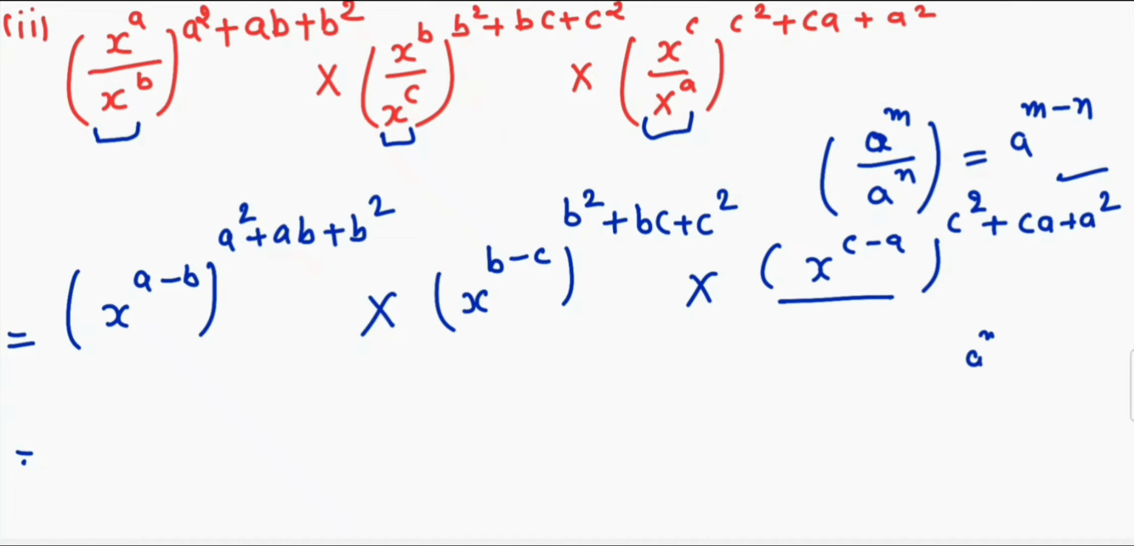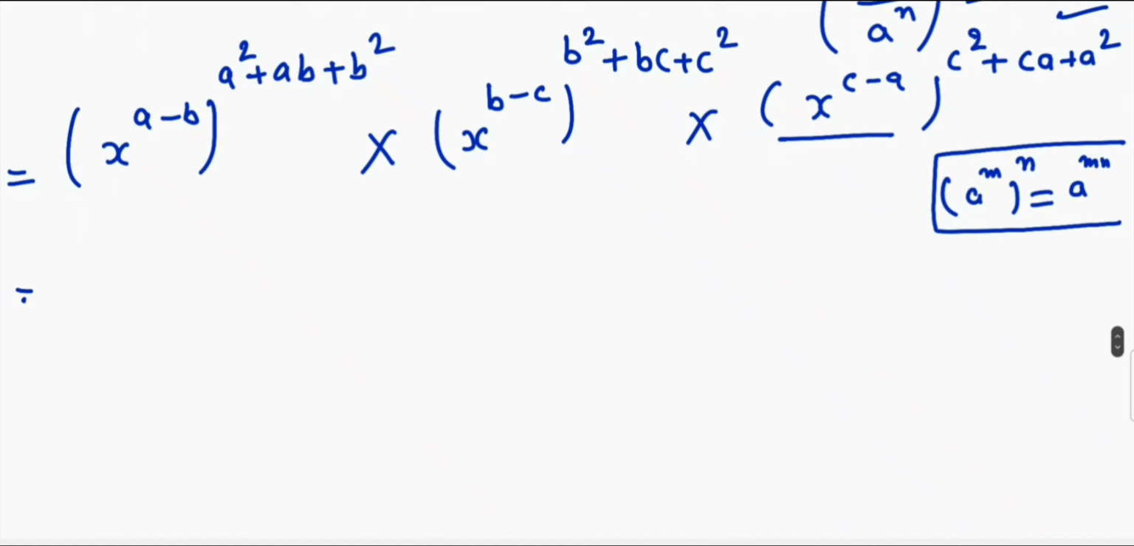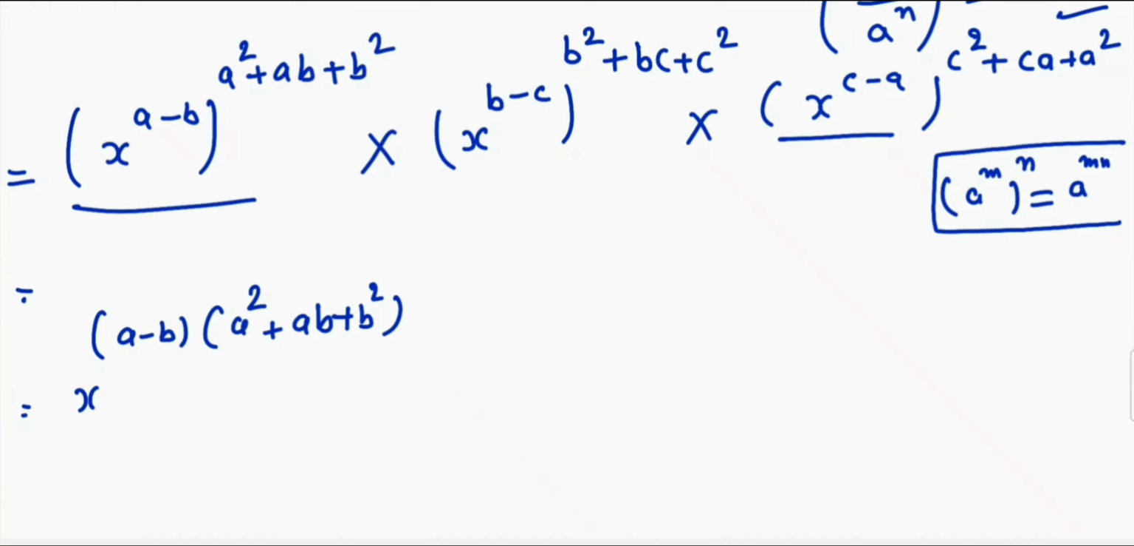This a raised to power m raised to power n is always equal to a raised to power mn. So next I will apply this formula. It will become x raised to power (a − b)(a² + ab + b²). Here I applied this formula. Similarly here also I will apply this formula.